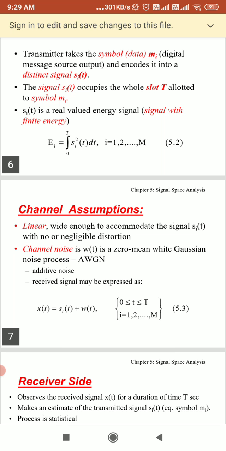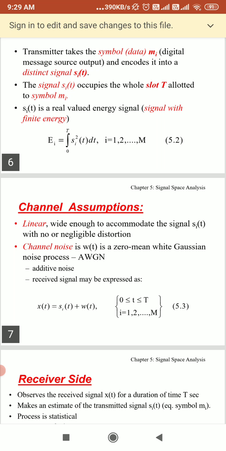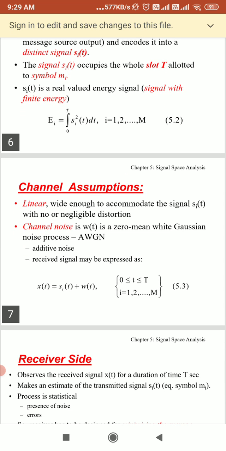And again there is the transmitted signal. Which signal are we transmitting? Si of t. So we can say the transmitted signal Si of t is affected by additive, zero mean, stationary, white Gaussian noise, which we are denoting by Wt. So here you will get a zero mean stationary white Gaussian noise process, and the channel is known as additive white Gaussian noise. AWGN is nothing but additive white Gaussian noise.